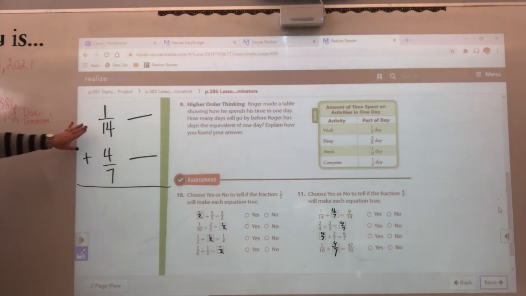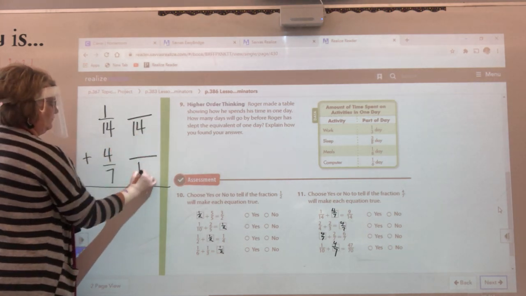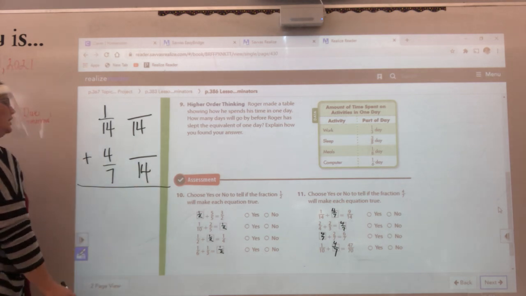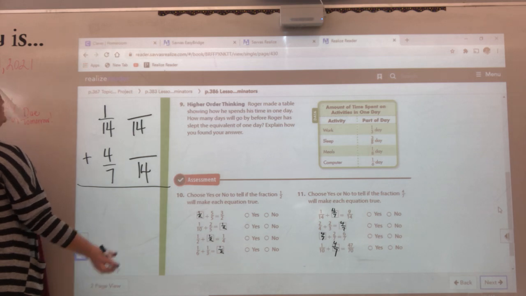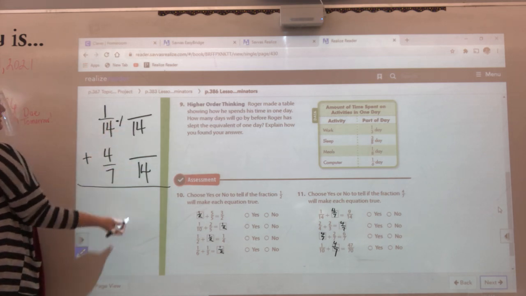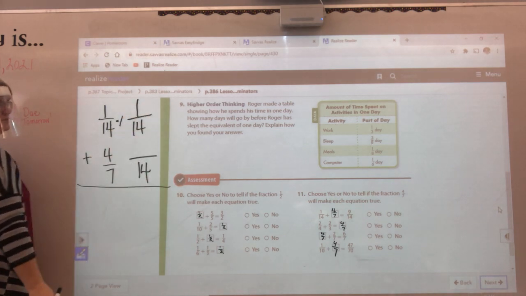Okay, get your pencil on 14 because that's your bigger denominator. What would 14 times 1 be? 14. Is 7 times anything ever going to be 14? Yes, so there's your new denominator. On the top, Bentley, tell me what to do. Times it by 1. So if you multiply the bottom times 1, you got to multiply the top times 1. So 1 times 1 is 1.